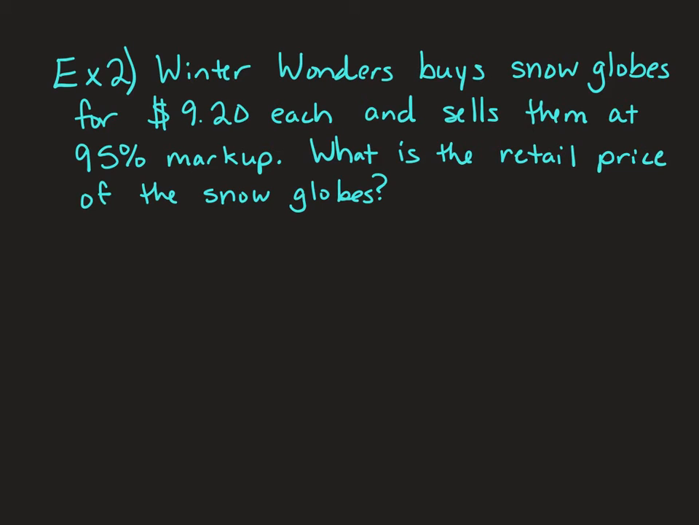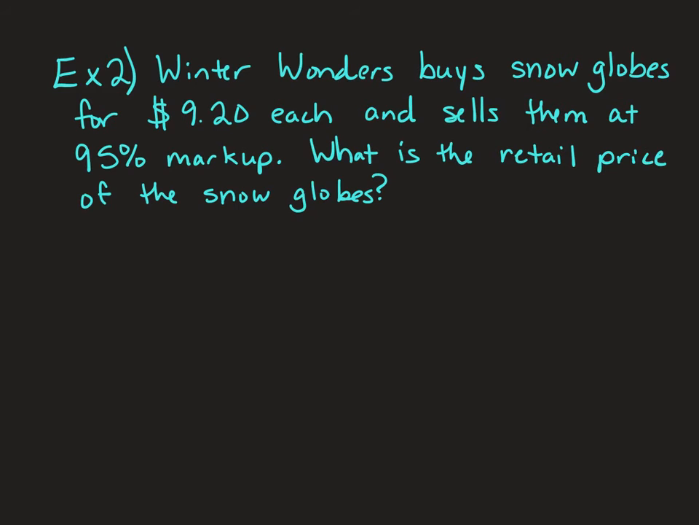First, we need to know what a markup is. A markup is an increase in price. Businesses can buy goods at a lower price because they buy them in bulk. They get a lot of items at once, so the price is lower. And then they can turn around and sell them at retail price. That's the price they sell them to the customers, which is higher than the starting point, the wholesale price.